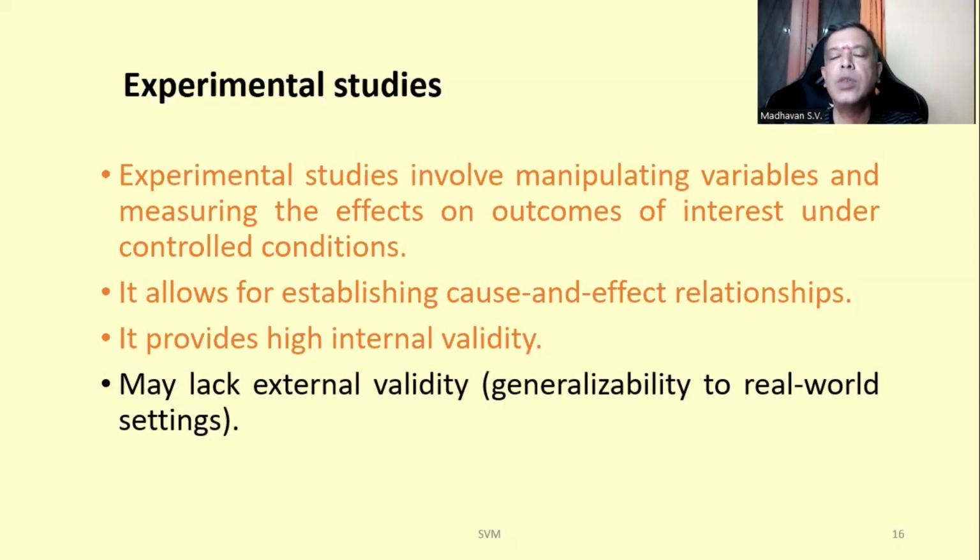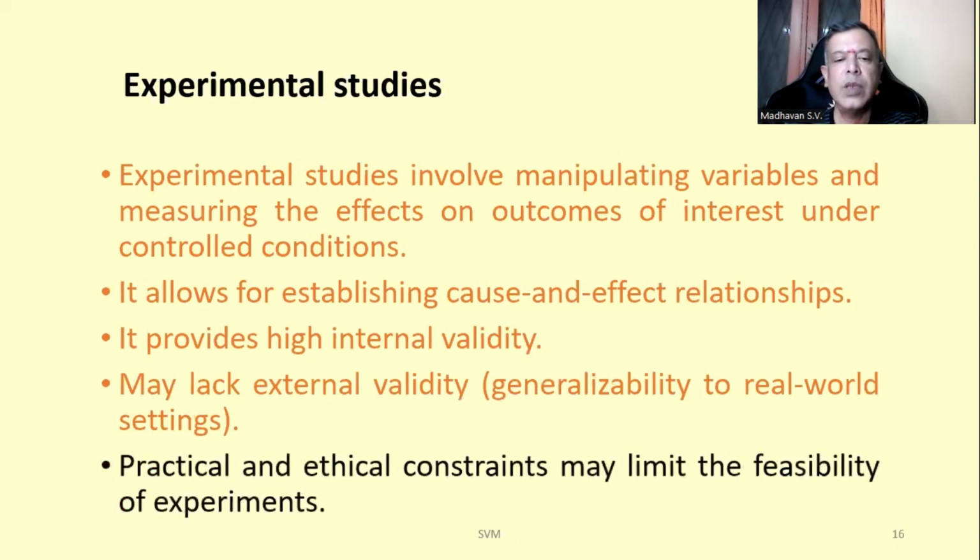You may have scope defined, etc. Practical and ethical constraints may limit the feasibility of the experiments. Suppose you are doing some trials on vaccination or something like that, then you may have to explain everything from an ethical point of view. What are all the side effects which may be caused, etc. That has to be openly told. So these are some of the ethical things which you need to follow, which may limit the feasibility of the experimentation.